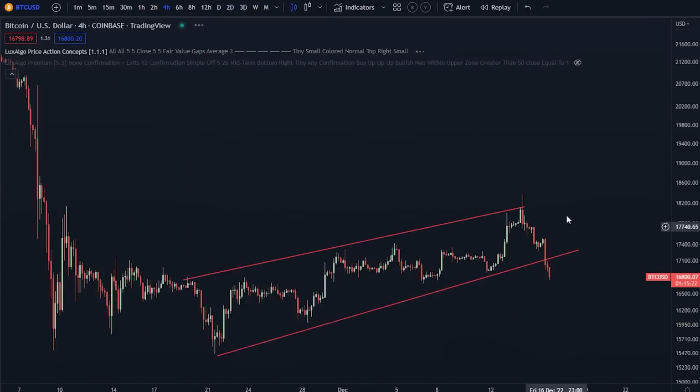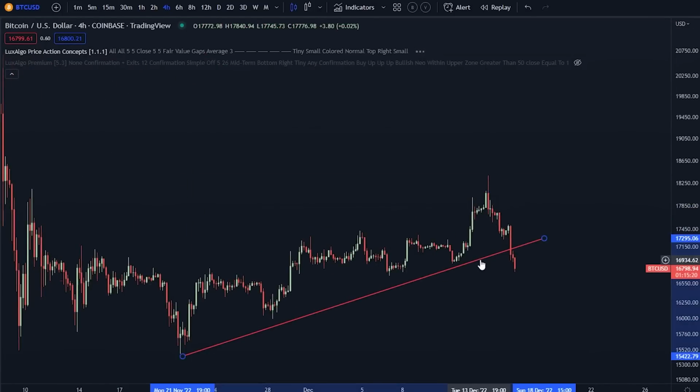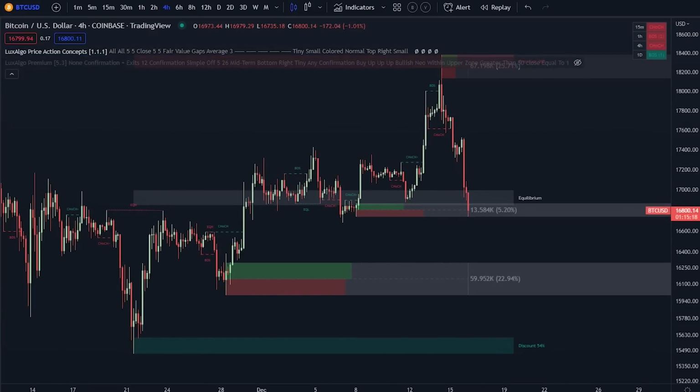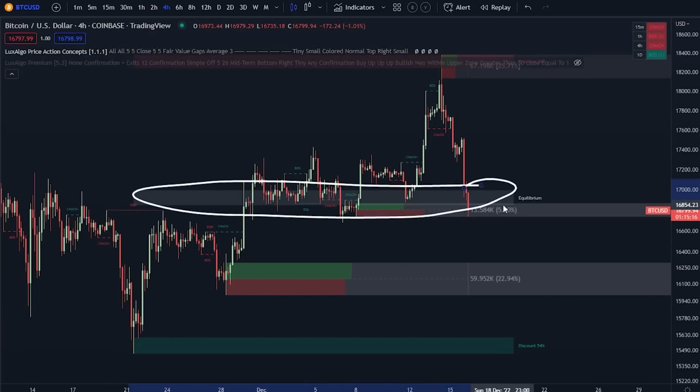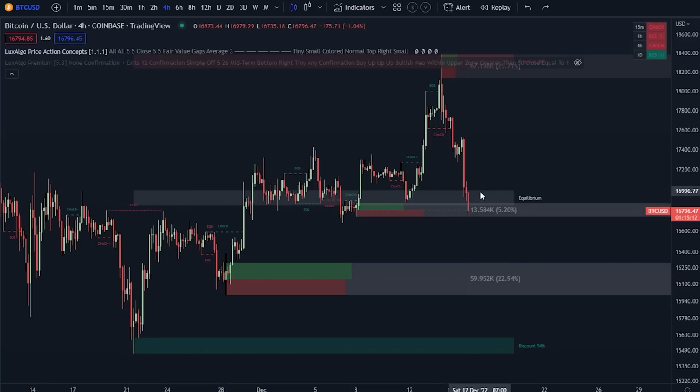So going down to the 4-hourly chart, looking at recent price action here, you'll be able to see that the equilibrium level is right around this region. We're pretty much looking between 16,850 and 17,000 flat. That just so happens to coincide very well with this volumetric order block, which tells us that this region Bitcoin is sitting in right now is extremely important.